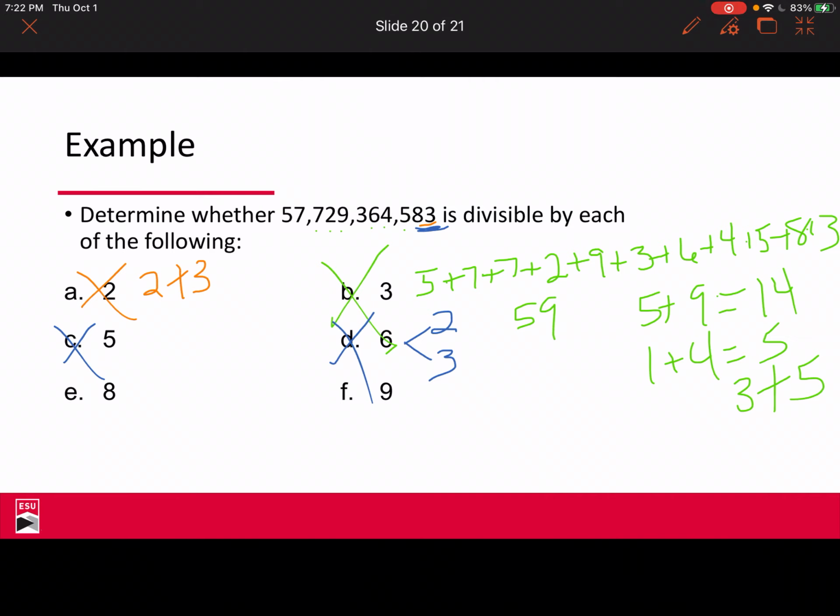8. Is it divisible by 8? Well, here we need not the last digit, not the last 2, but does 8 divide 583? Well, we can look at it. We could break it down and see. But unfortunately, it does not.